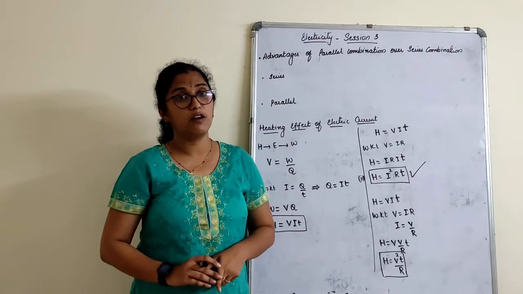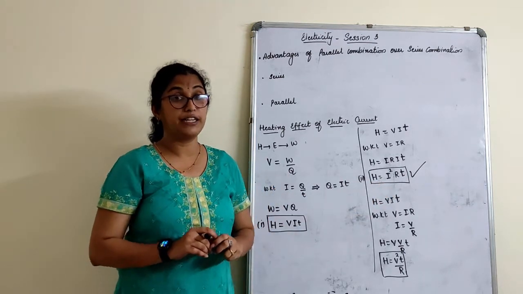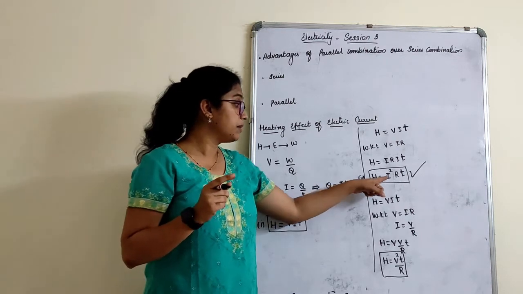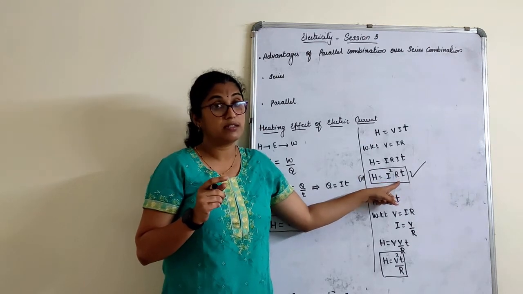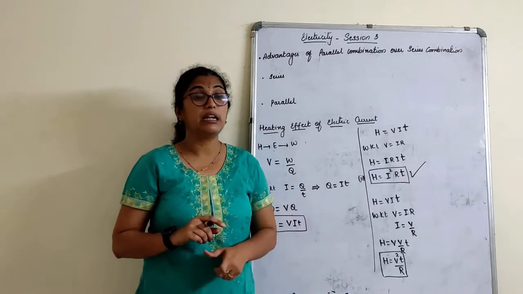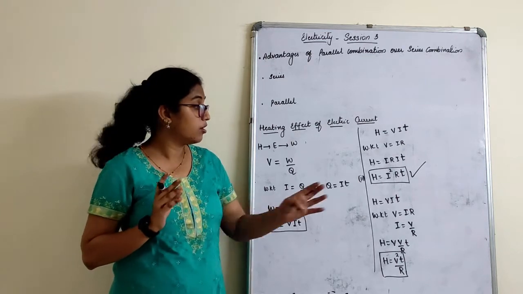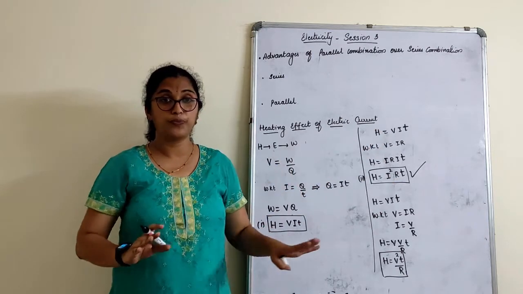What is Joule's law of heating? Explain this. You have to first write Joule's law of heating states that the heat produced in the conductor is directly proportional to the square of the current, directly proportional to the resistance across the conductor, directly proportional to the time for which the current is flowing in the conductor. Then give the relation. Then you get marks.